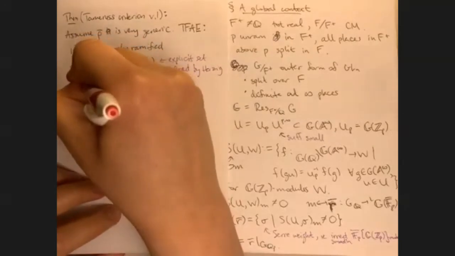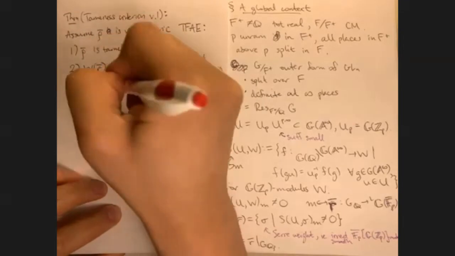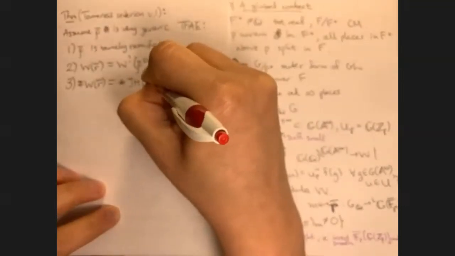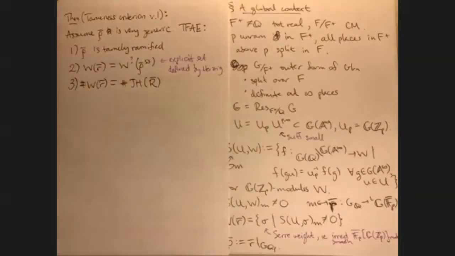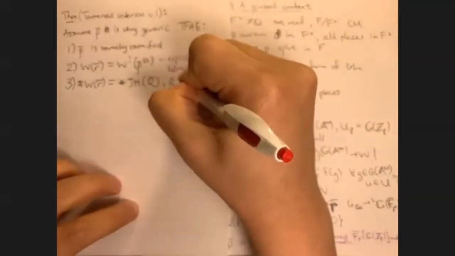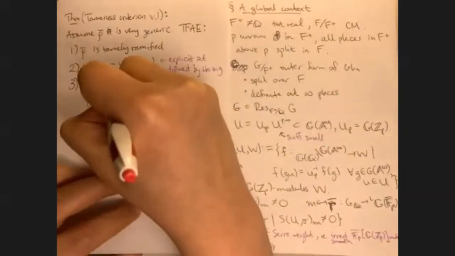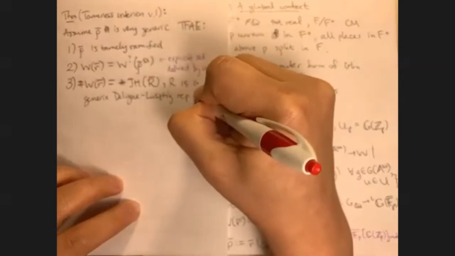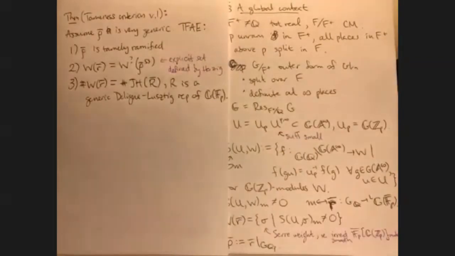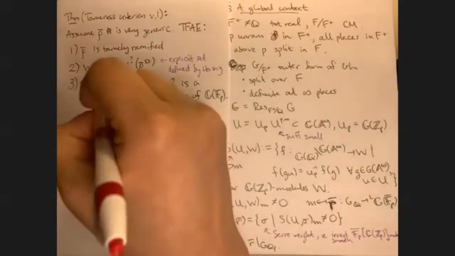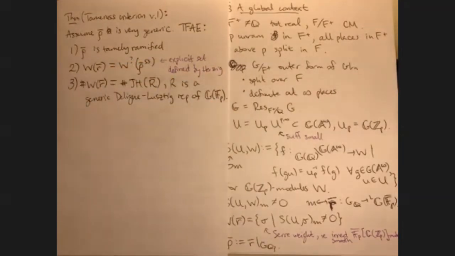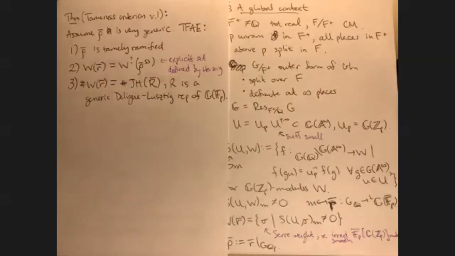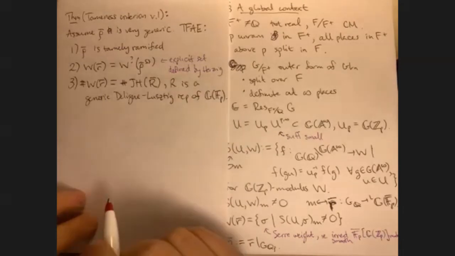And then there's a last condition, which is just about the size of this weight set. It's that this weight set has the same size as the number of Jordan-Hölder factors of a Deligne-Lusztig representation. So let's say R is a generic Deligne-Lusztig representation of G of F_p. If R is generic, then the number of Jordan-Hölder factors is uniform across all generic Deligne-Lusztig representations. So that's just some number which has some combinatorial interpretation.